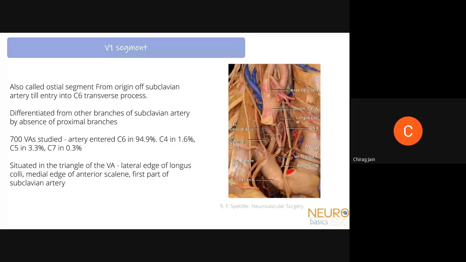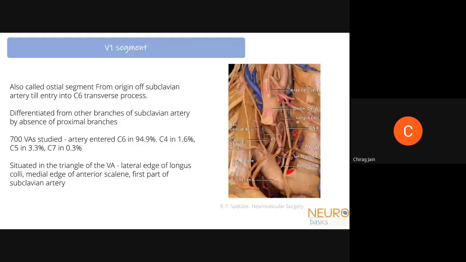In a study of 700 vertebral arteries, it was found that 94.9% will enter the C6 transverse foramen. In about 5%, the artery will be entering a transverse foramen at another level. That could be either C4, C5, or C7. In C4, it enters at about 1.6%, in C5 in 3.3% of cases, and in C7 at 0.3% of cases only.